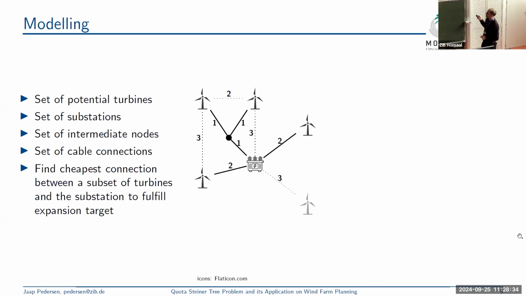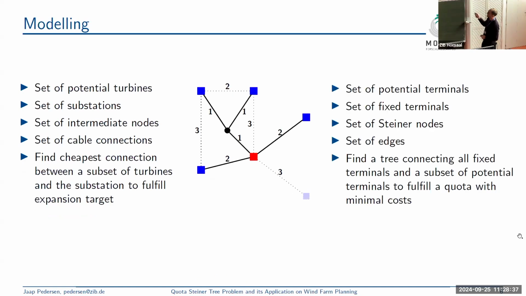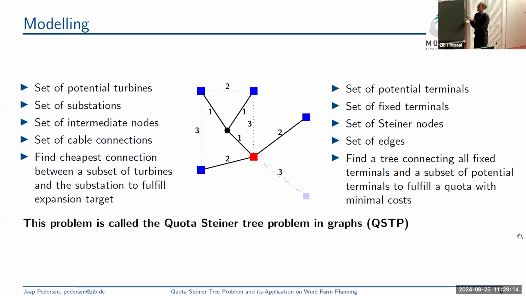Okay, and to be a little bit more generic, we have a set of potential terminals, which are the potential turbines here in blue. Then we have a set of fixed terminals, which are the substations in red. Then we have a set of so-called Steiner nodes, which are the intermediate nodes which we can use for routing the cables. The set of edges are the cables. And then we want to find a tree connecting all fixed terminals and a subset of potential terminals to fulfill the quota with minimal costs. So the quota is our expansion target. The fixed terminals are the substations. Potential terminals are the potential wind turbines. This problem we can call a Quota Steiner Tree Problem in graphs.